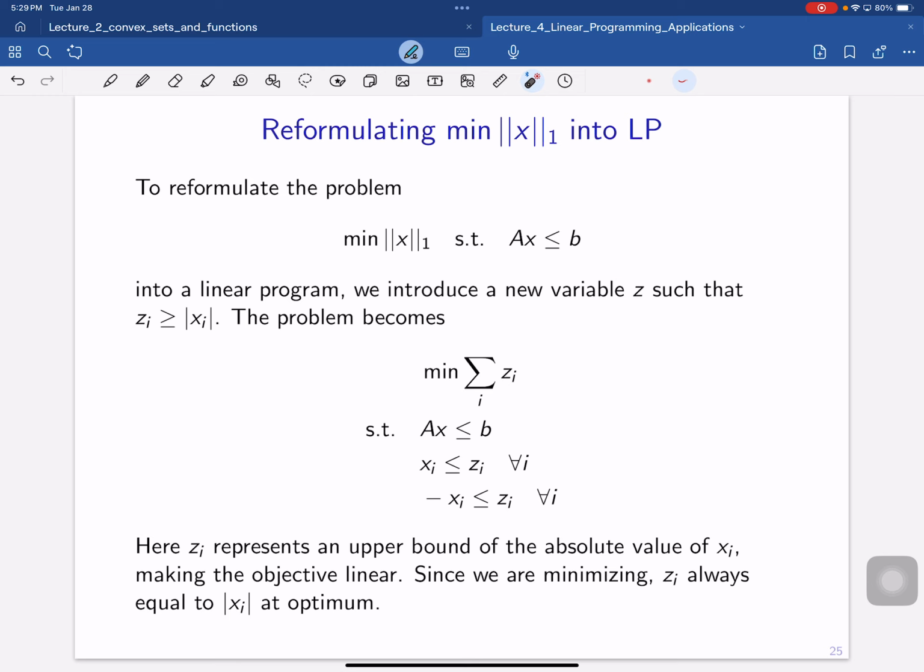It is a sort of piecewise linear program, but no one names a linear program that way. So this is a piecewise linear function, not a linear function. How do you reformulate this into a linear program? What you can do is introduce a new variable z, where z is in R^n as well, such that you force each element zi to be greater than or equal to the absolute value of xi. So how do you force zi to be greater than or equal to the absolute value of xi?